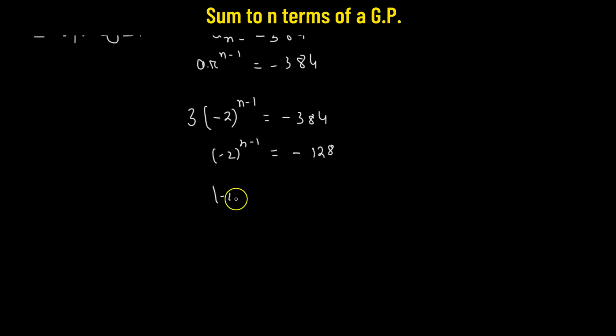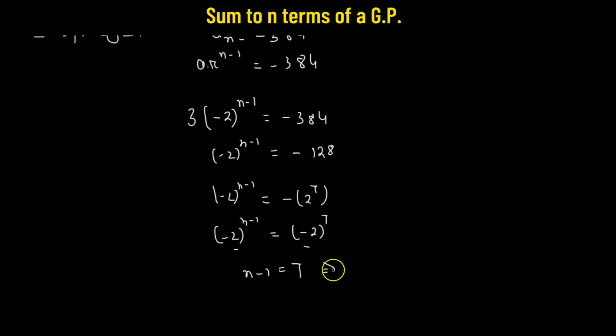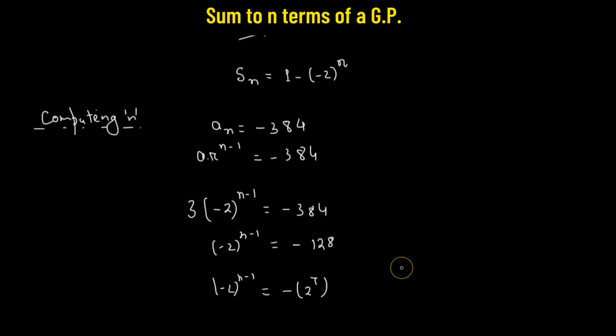Negative 2 raised to the power of n minus 1 equals negative 128, and 128 is actually 2 raised to the power of 7, which means we can rewrite this as negative 2 raised to the power of n minus 1 equals negative 2 raised to the power of 7. Here the base is negative 2, which is equal, so n minus 1 must equal 7. Solving for n, we get n equals 8. So we have 8 terms present here.